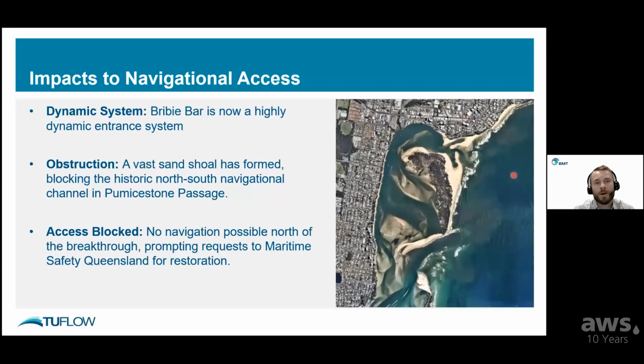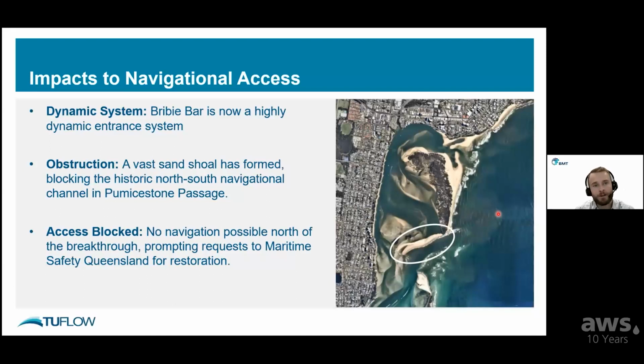So Bribie Bar is now a highly dynamic entrance system. And as we said earlier, this large sand shoal has formed across what was the historical north to south navigational route in Pumice Passage, which means that your access is blocked via vessel to get into the northern section or get out of it. And this led to calls from the community to reinstate access.